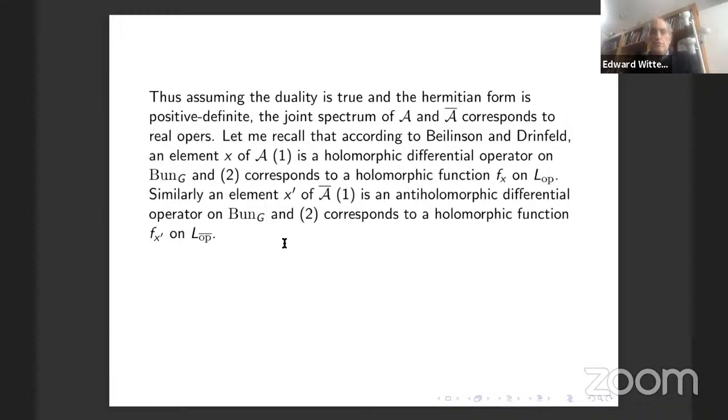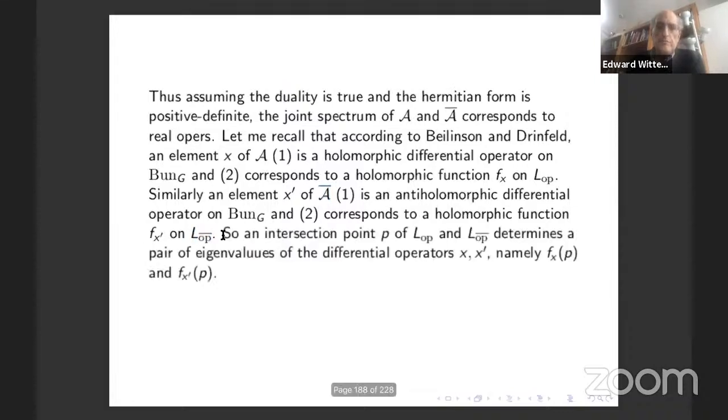So to spell out more explicitly what that means, let me recall that according to Beilinson and Drinfeld, an element X of this algebra has two interpretations. One, it's a holomorphic differential operator on the moduli space of bundles. And secondly, it corresponds to a holomorphic function on the variety of Opers. Similarly, an element X prime of the conjugate algebra is an anti-holomorphic differential operator and corresponds to a holomorphic function f_X prime on the variety of anti-holomorphic Opers.